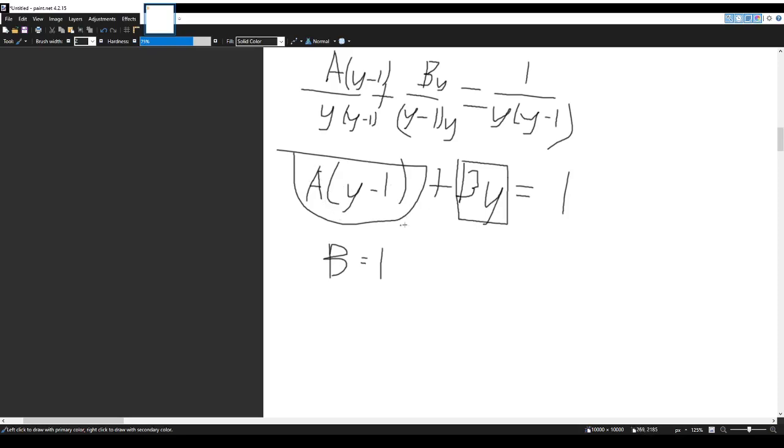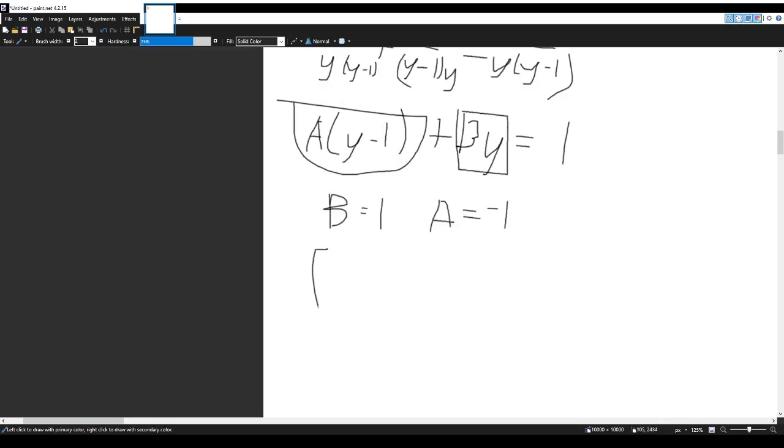So that would be a times negative 1 equals 1. So clearly a has to equal negative 1. And remember, this is still on the integral. We're just rewriting the inside of the integral, the integrand, or whatever. We're not actually integrating just yet.